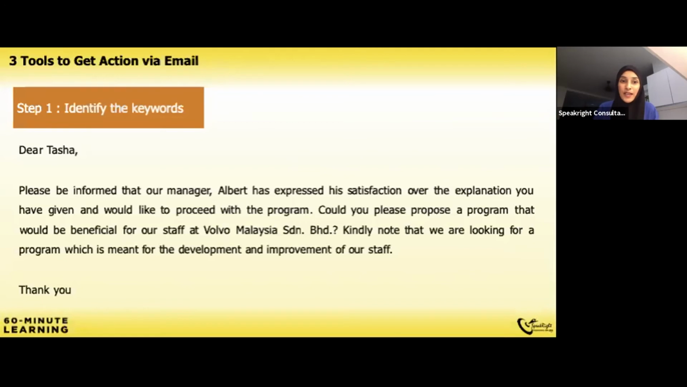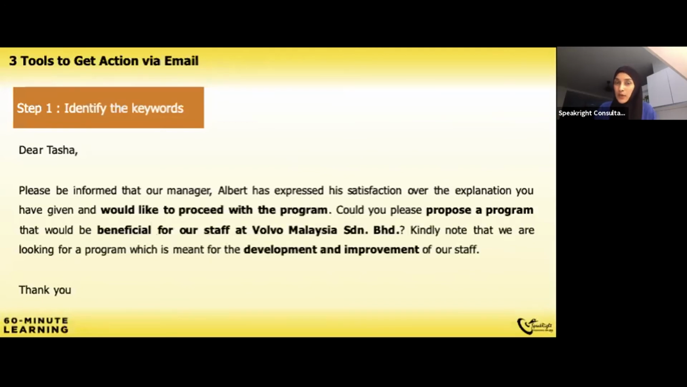Now, identify the keywords. So what are the keywords in this email? Would like to proceed with the program. Take note, all right? Would like to proceed with the program. That is important for us to know. Propose a program that would be beneficial for our staff at Volvo Malaysia Sdn Bhd. The person wants us to make a program for the development and improvement of their staff. Okay, so you have identified the keywords in that email.